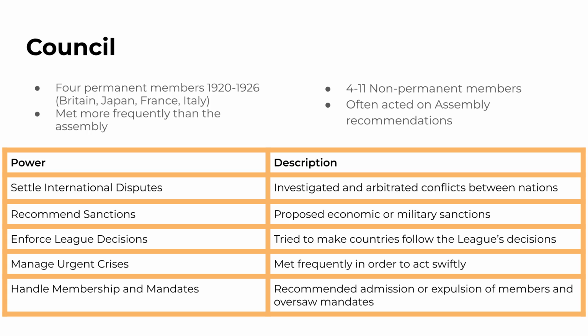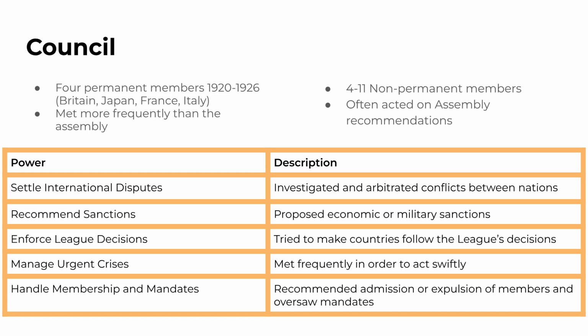The Council worked to resolve disputes between nations by investigating conflicts and acting as a mediator. When a country acted aggressively, the Council could suggest economic or military sanctions as a form of pressure, although enforcement was challenging due to the League's lack of a military force and member nations reluctant to burden themselves financially or militarily. The Council also monitored the implementation of League decisions, ensuring that member states followed through on agreed actions.